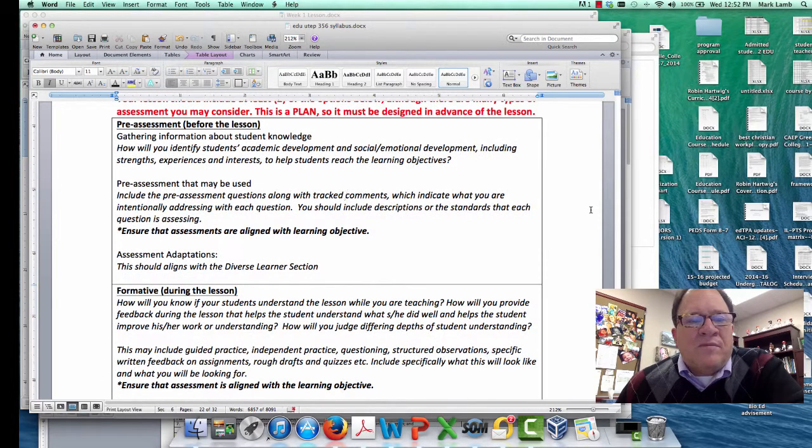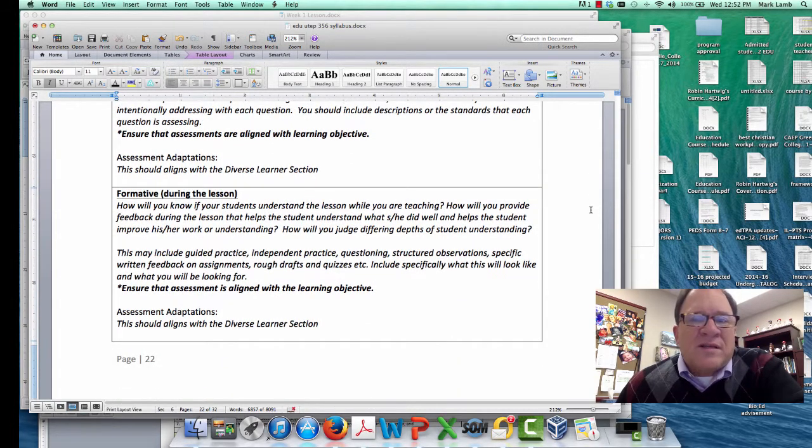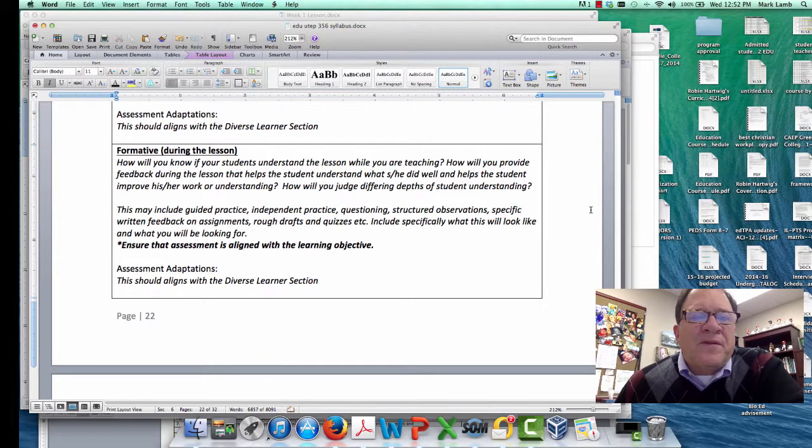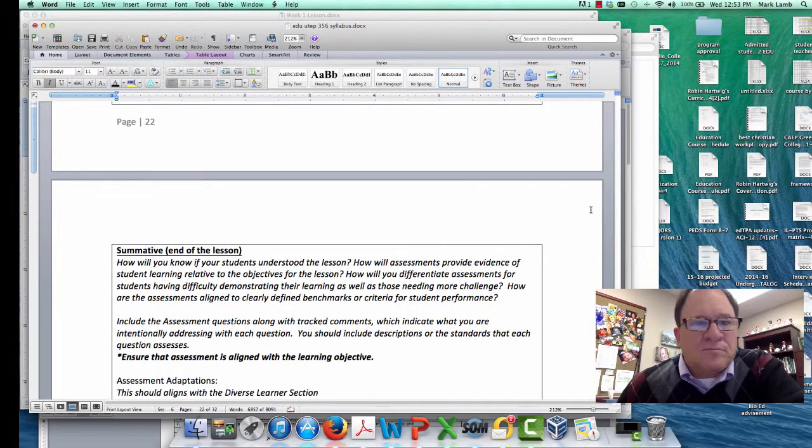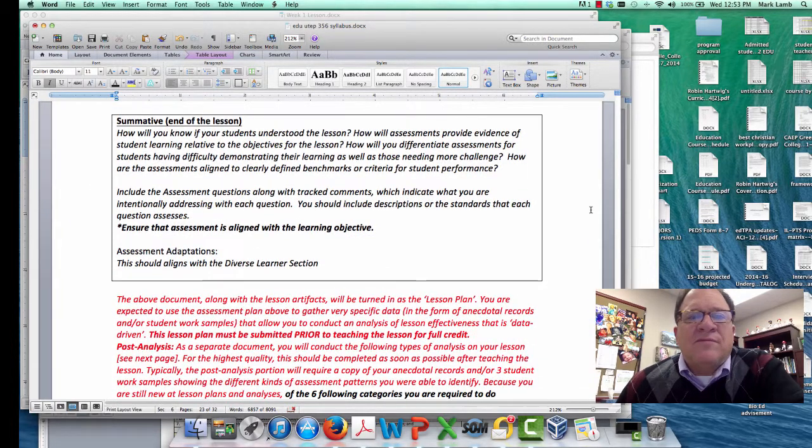You can have a pre and post assessment. You can have formative assessment during the lesson. These can be formal as far as quizzes or tests. They can be informal, like raising hands, doing a thumbs up signal, a ticket out of class, something that gives you some kind of assessment as to how the students are understanding your lesson. And of course, a summative assessment at the end of your lesson, giving you that final picture.